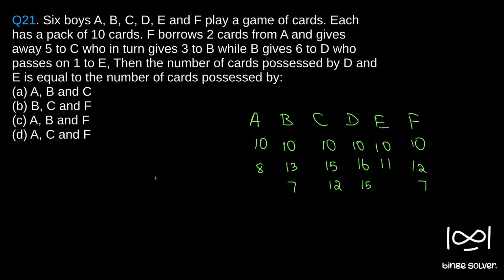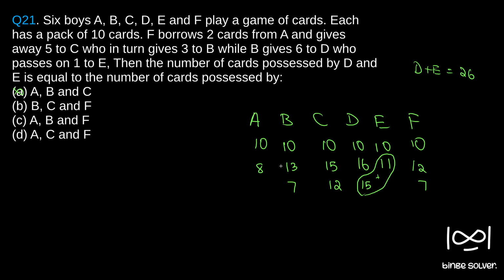Okay. So the number of cards possessed by D and E is this much. 15 plus 11, which is 26. So D plus E is equal to 26, and it is equal to the number of cards possessed by, we will check the options, A, B and C. A, B plus C is 12 plus 8 is 20, 20 plus 7 is 27. So it is not 26. So that is not the answer.